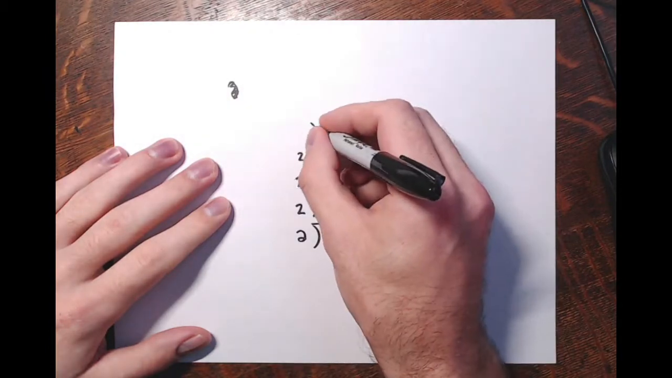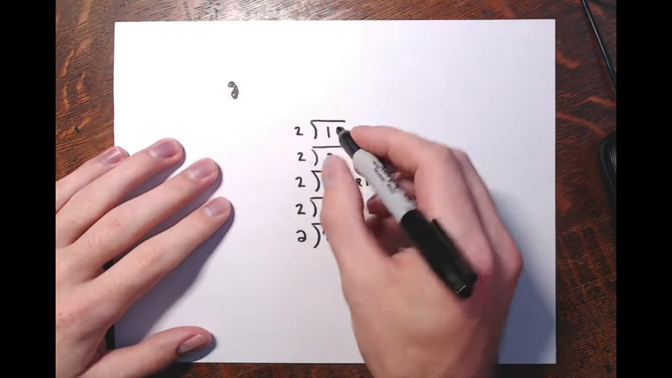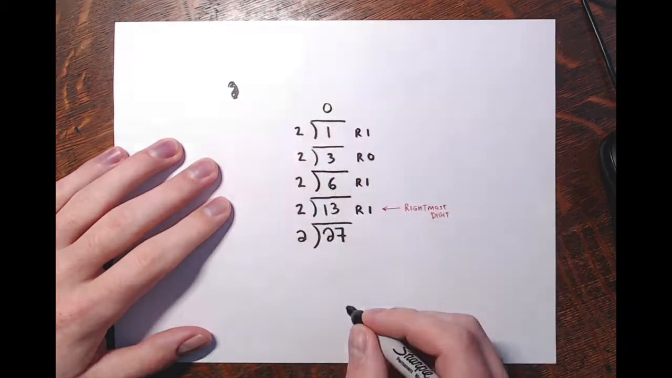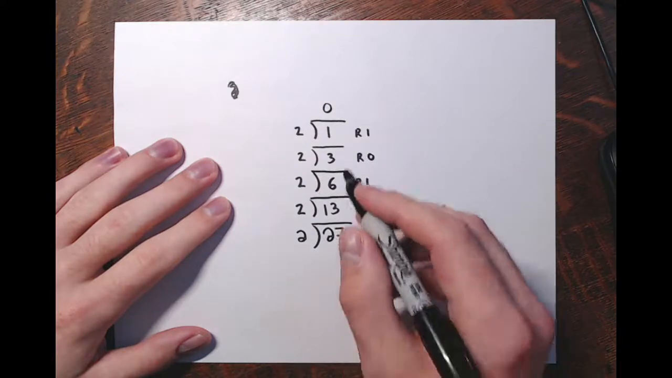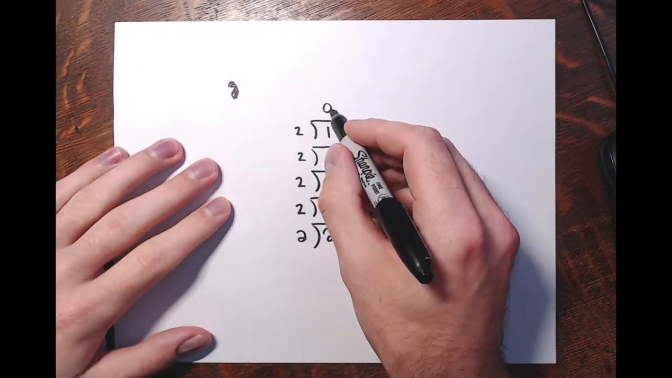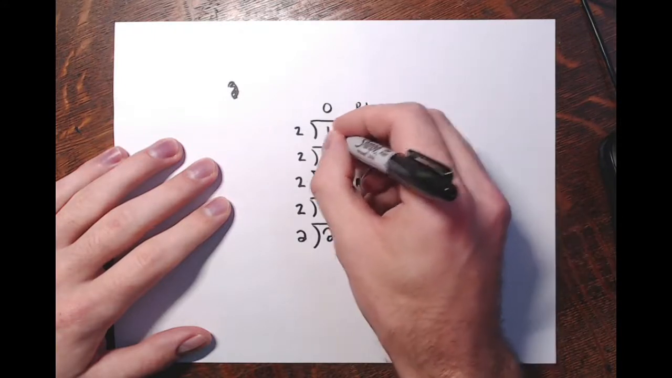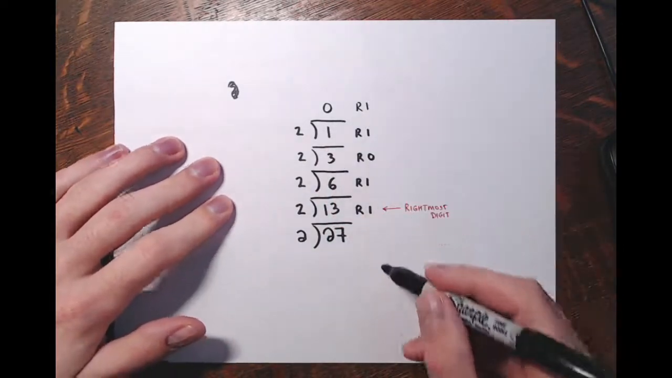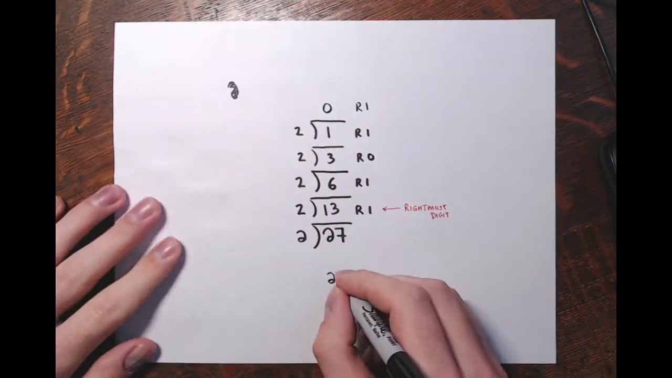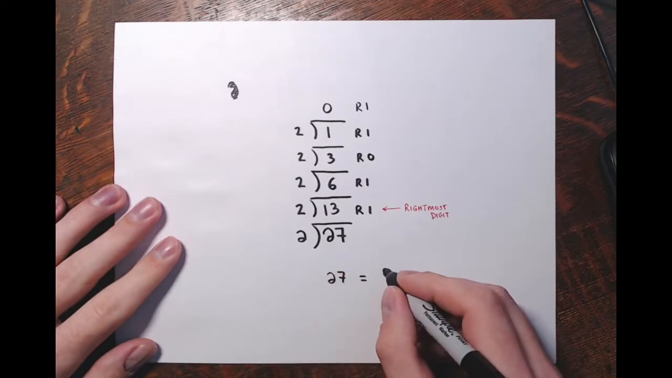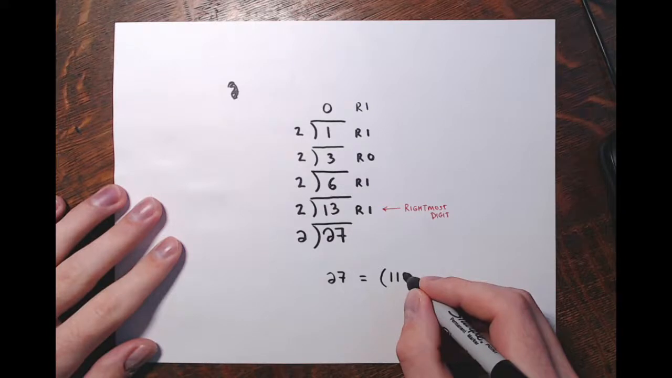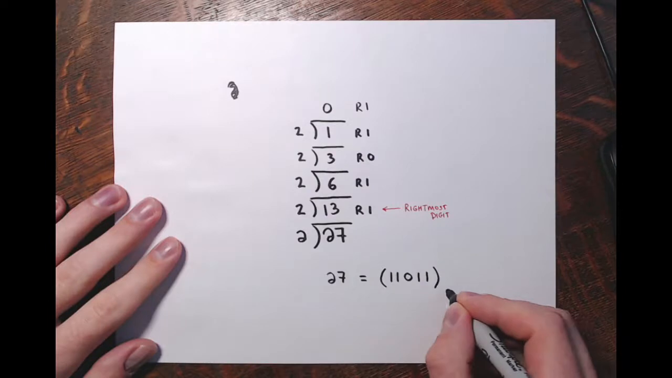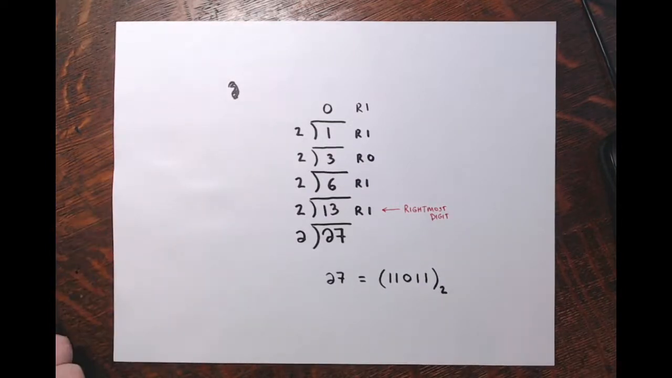Then finally divide 1 by 2. 2 goes into 1 0 times, right? And this is where you stop, when you get a quotient of 0 with a remainder of 1, right? Because 0 times 2 plus 1 would be 1. And then reading it from top to bottom here, I get 27 in decimal is the same number as 11011 in base 2, in binary. Okay.